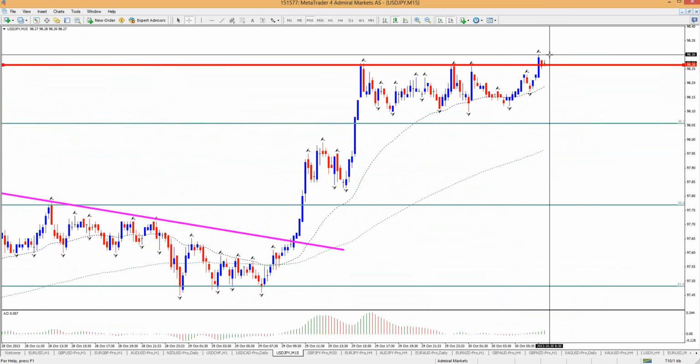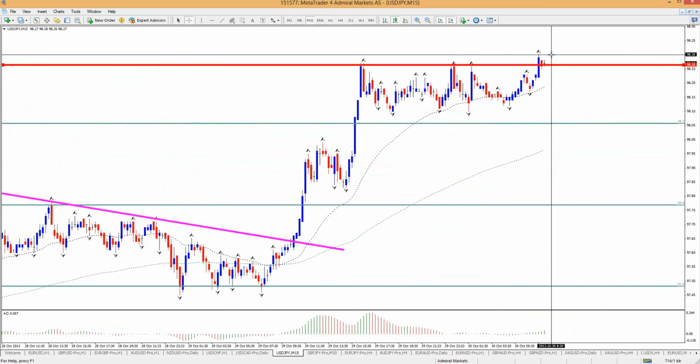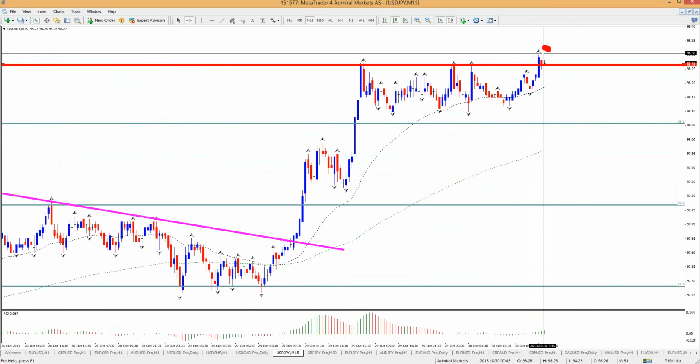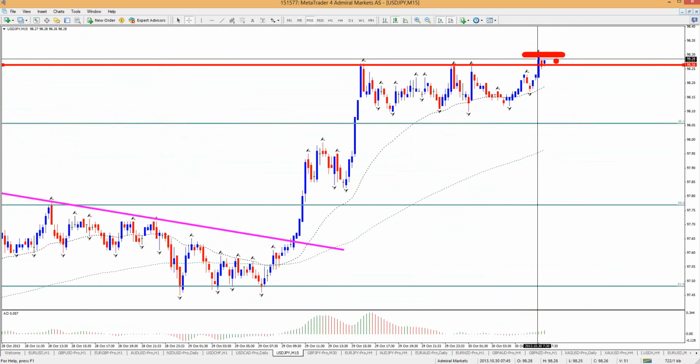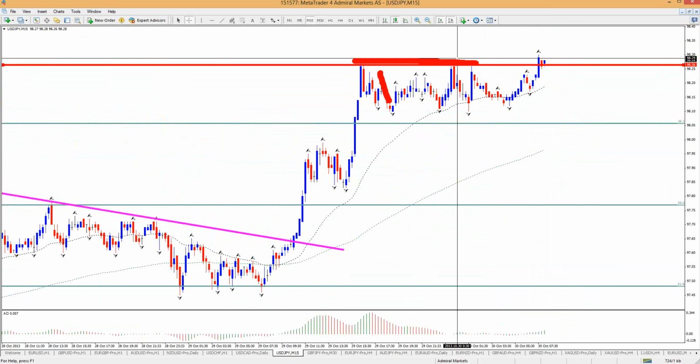Let me see what the difference is here. 17 pips. So if we aim for 221, that would be 34. Yeah, that should be doable. Maybe even more. So I'm going to check in 15 minutes from now. If there is a fractal here, I wouldn't mind taking the break of that fractal, because then we're not only breaking this top where we paused for a few hours, but we're breaking the immediate resistance for that upside.